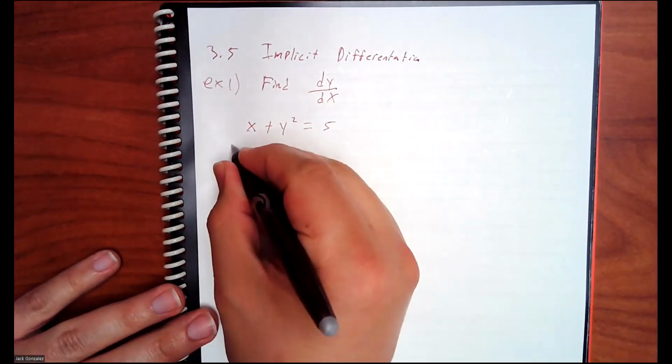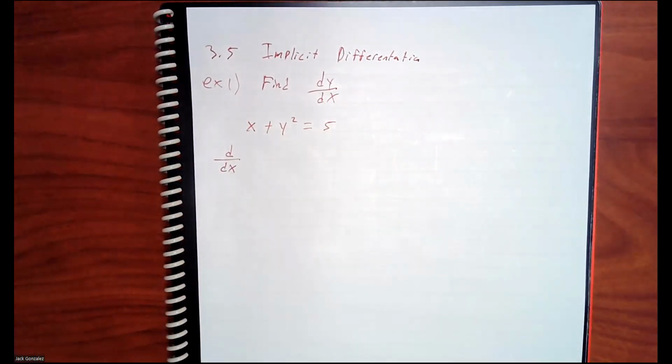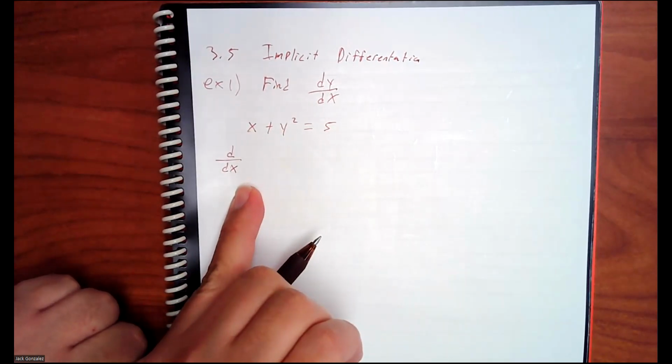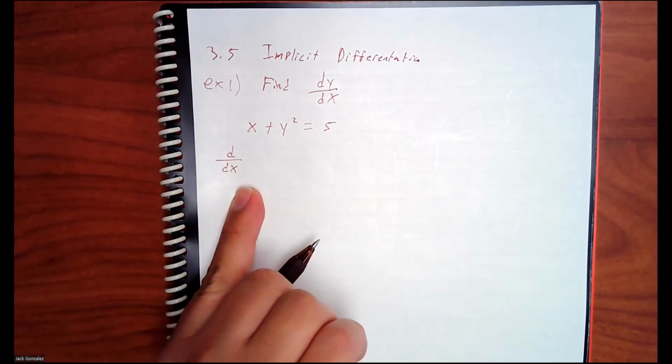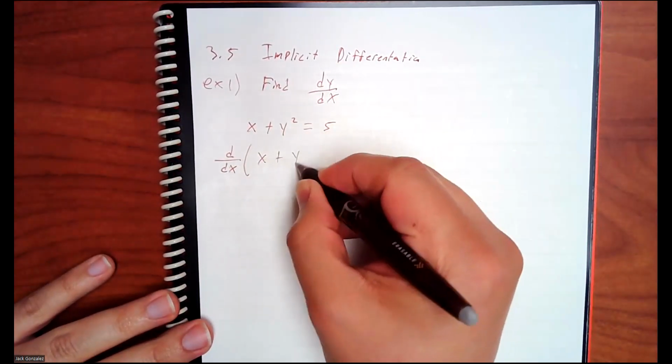So what you do is take the derivative with respect to x. We no longer have just one variable. We have two different ones. We're choosing to take the derivative with respect to a specific one on both sides.